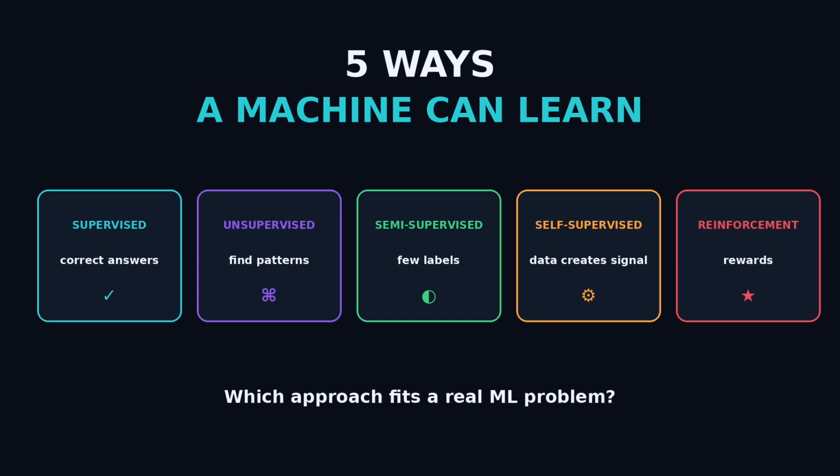These are fundamentally different ways of learning. In this video, we will understand the major types of machine learning, how each one works, when we use them, and most importantly, how to decide which learning approach fits a real world problem.